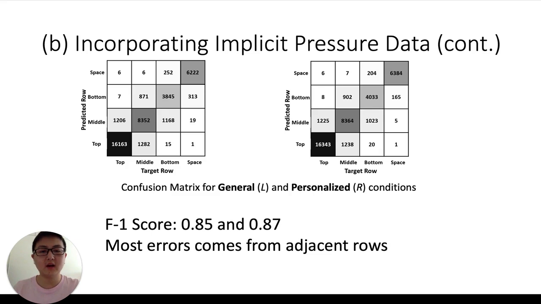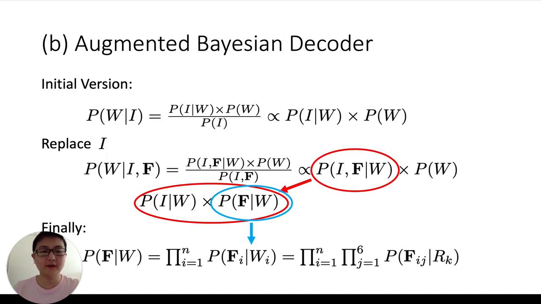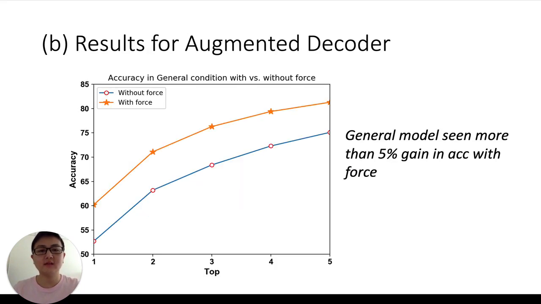We then incorporated the information into the Bayesian decoding algorithm. Compared with the classical decoder, we introduced the F vector, which describes the characteristics in implicit touch pressure data. The equation is shown here in this slide. This detailed description can be found in our paper. The results here show that in general condition, the accuracy increased by over 5% after force was added.